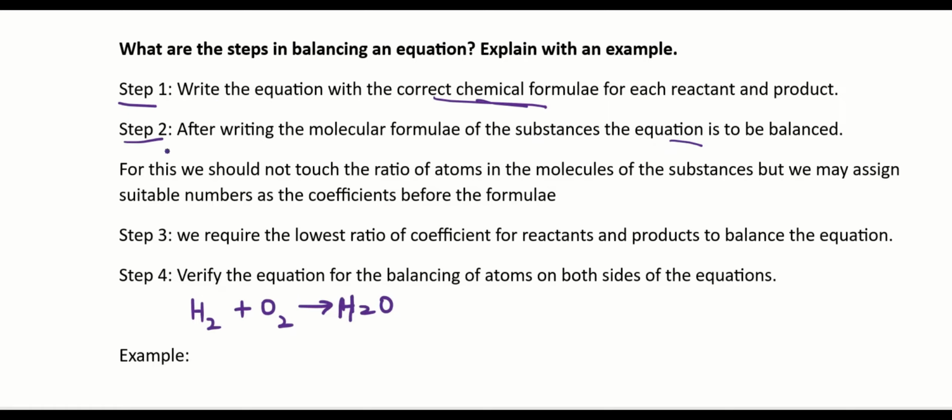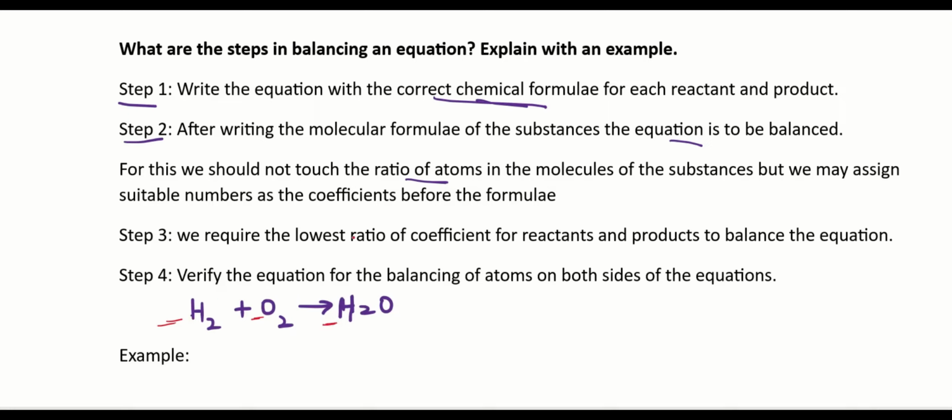In the step 2, it says that we are not supposed to touch the ratios of the atom. Ratios of the atom means here it is O2. Now I cannot come here and put here O2, H2O2, then it will be balanced, but that is not the rule. As per the rule, we are not supposed to. But what we can do, we can add a number here. We can add a coefficient number before the molecular formula.